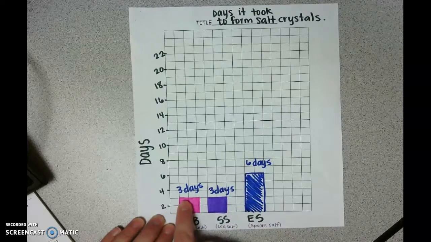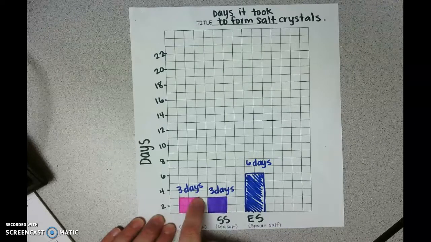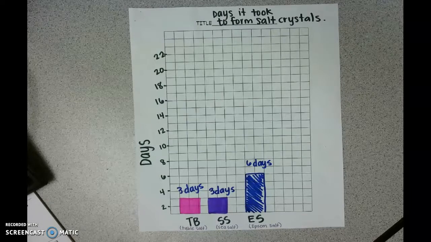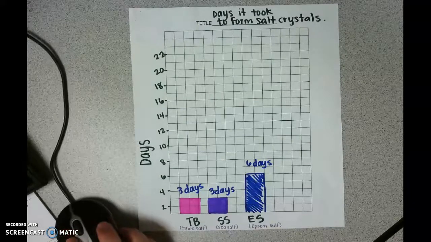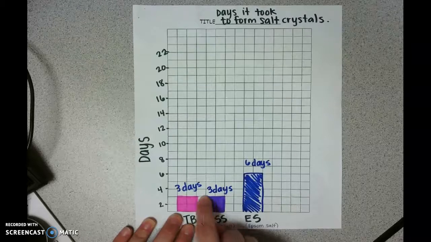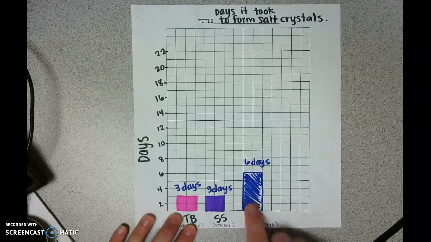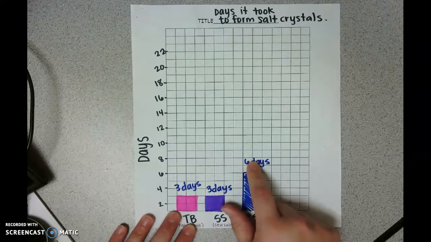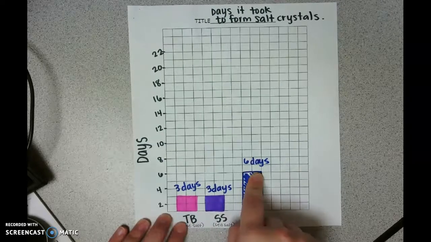So right here I graphed in between 2 and 4 because that's 3. It took 3 days to do the table salt. It took 3 days for the sea salt to form a crystal. And then over here in Epsom salt, it took 6 days to form a crystal, and then it started to like mold on the top of it. So this is how I graphed my data.